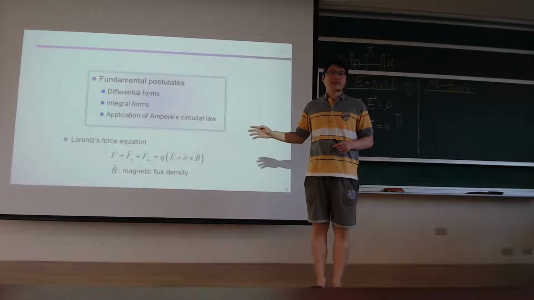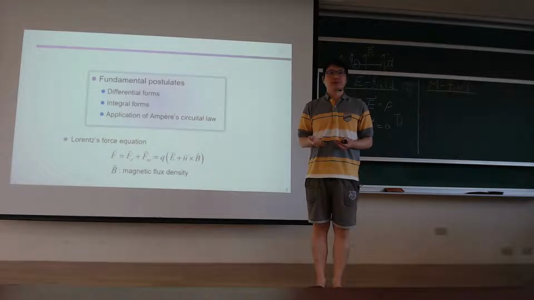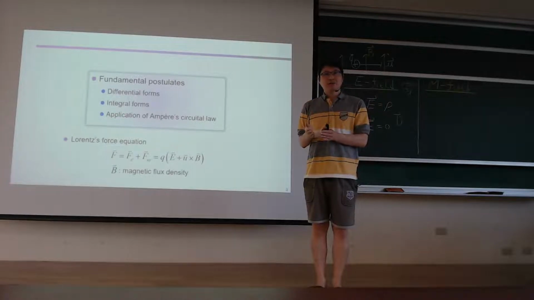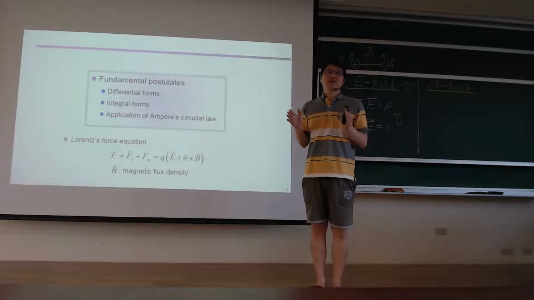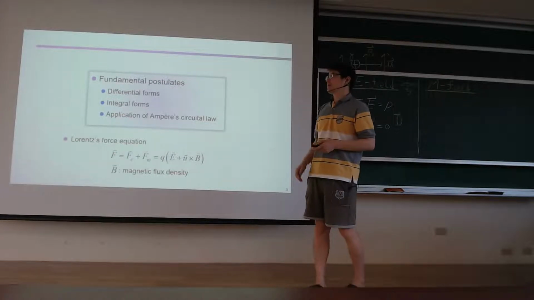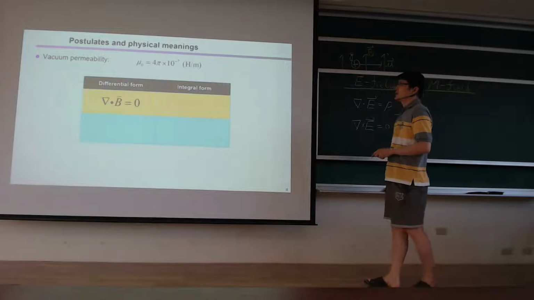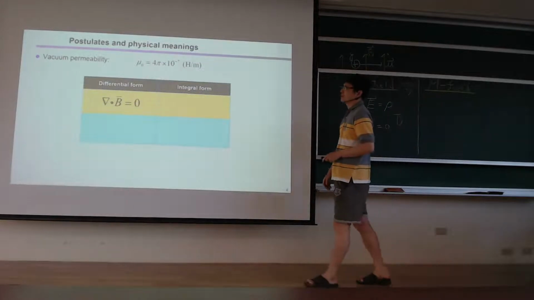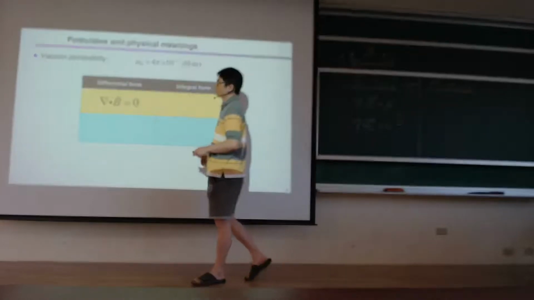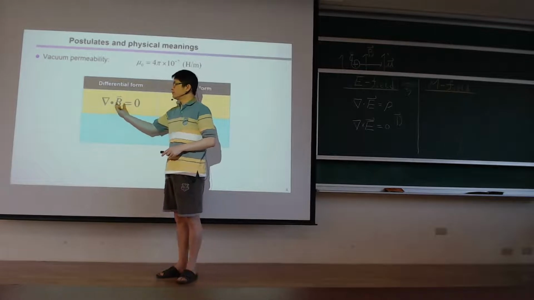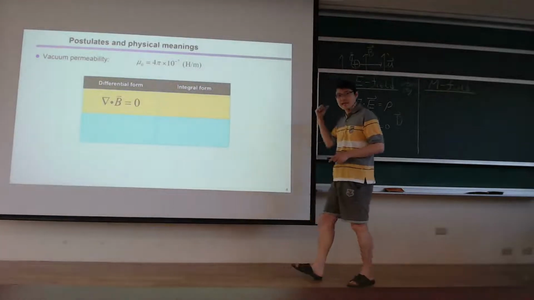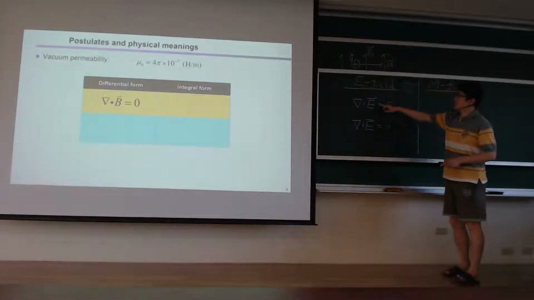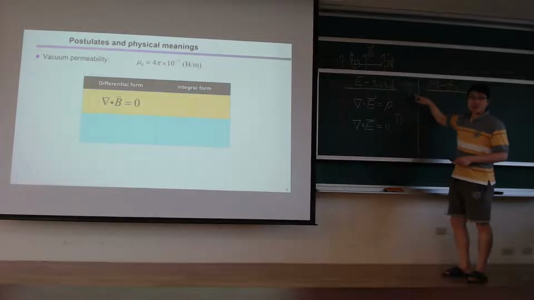So after today, I hope I can convince you electric field and magnetic field, they are by default very different. Take a look. B, this is flux density, as compared to E field, where we introduce the E field intensity.